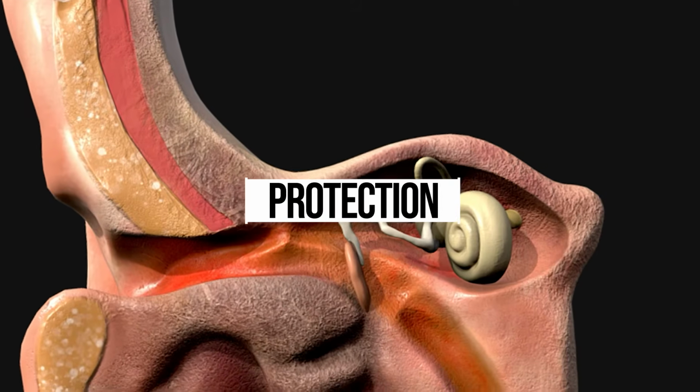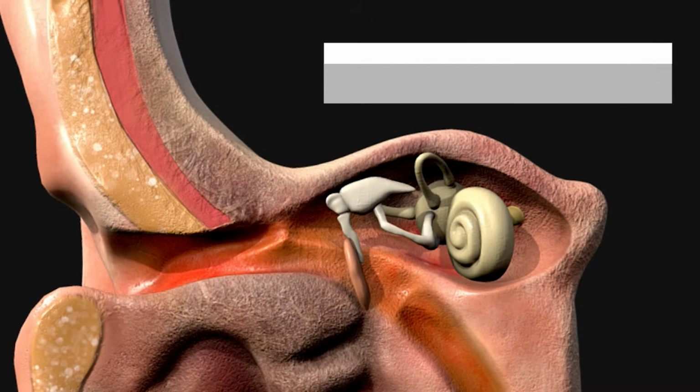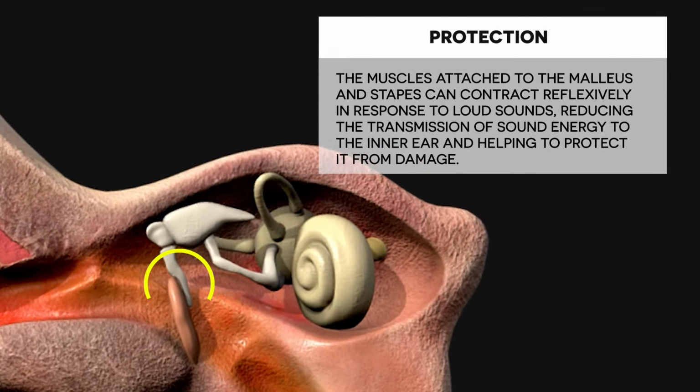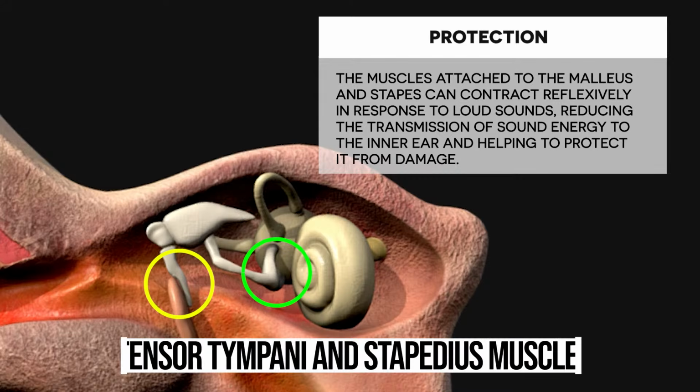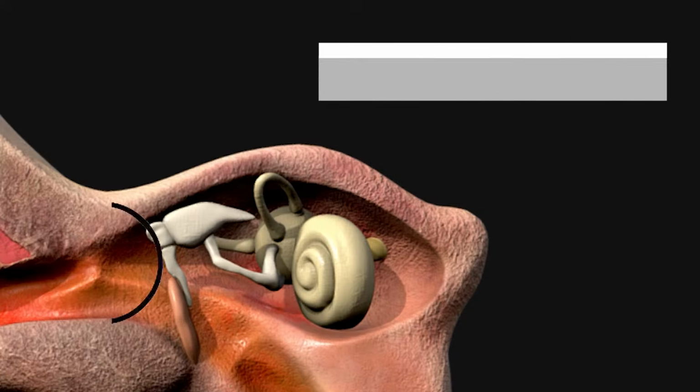Protection. The ossicular chain has a protective mechanism against excessively loud sounds. The muscles attached to the malleus and stapes, the tensor tympani and stapedius muscles, respectively, can contract reflexively in response to loud sounds, reducing the transmission of sound energy to the inner ear and helping to protect it from damage.